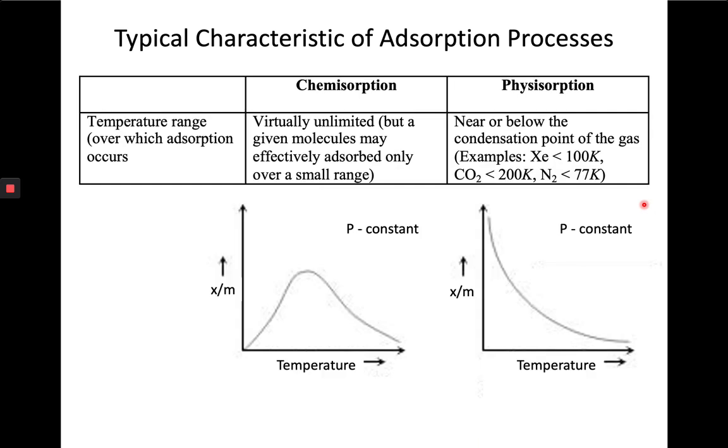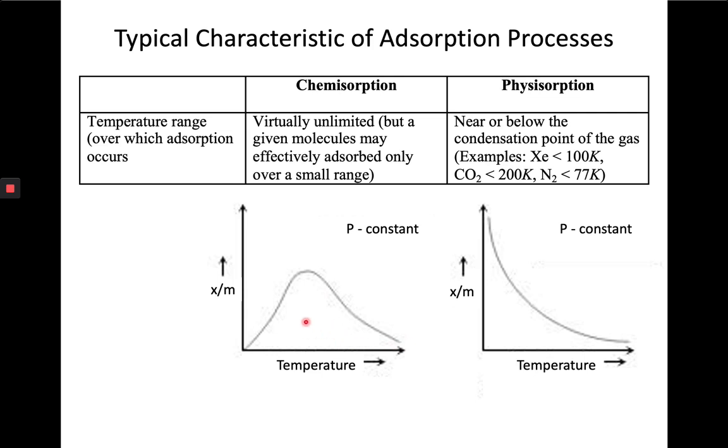Temperature range for the adsorption to occur. For chemisorption, the adsorption can occur over a wide range of temperature, but there is an optimum temperature where the adsorption will be effective. As shown in this figure, X over M is the amount of gas adsorbed onto the surface of the solid. In the case of chemisorption, X over M increases initially with a rise in temperature until the optimum point, but then decreases with further increase in temperature.